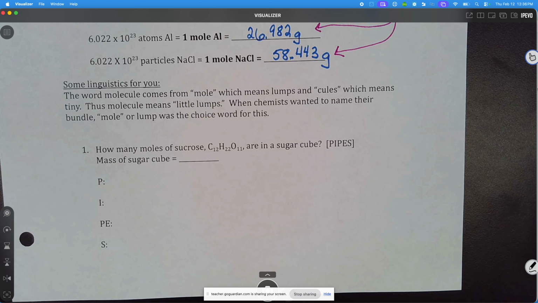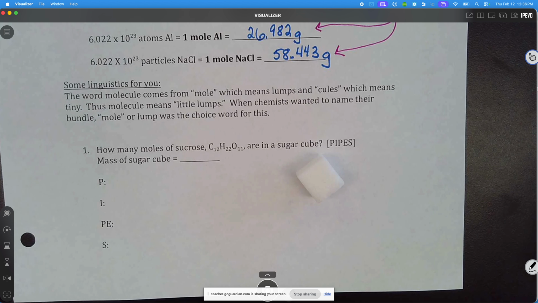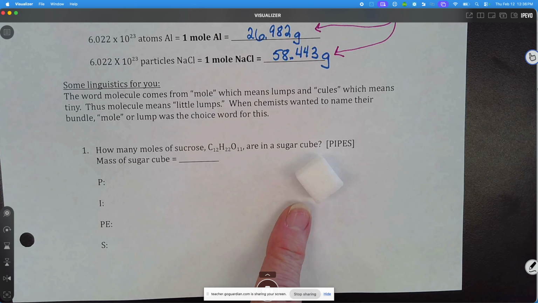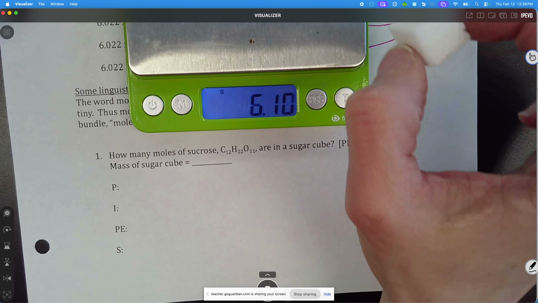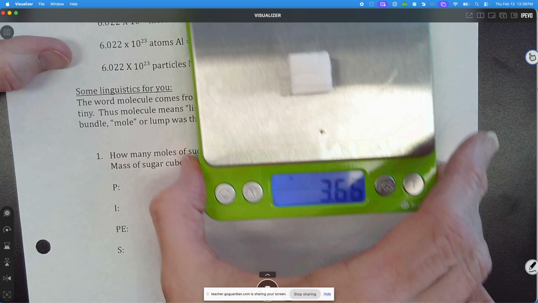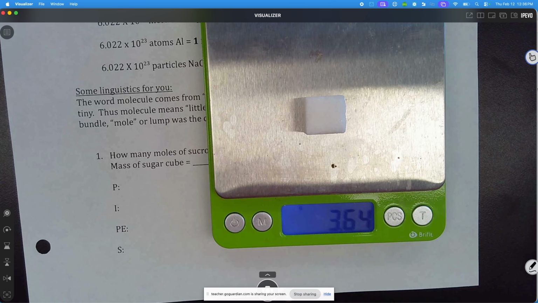Since we're working with lumps of matter, I decided that maybe the thing we should use was a lump of sugar. Now, you might be familiar with the phrase, would you like a cup of coffee? Would you like sugar, 1 lump or 2? The lump that they're talking about when they say 1 lump or 2 is actually a sugar cube. So if we take the mass of this little sugar cube, the sugar cube weighs 3.65 grams.